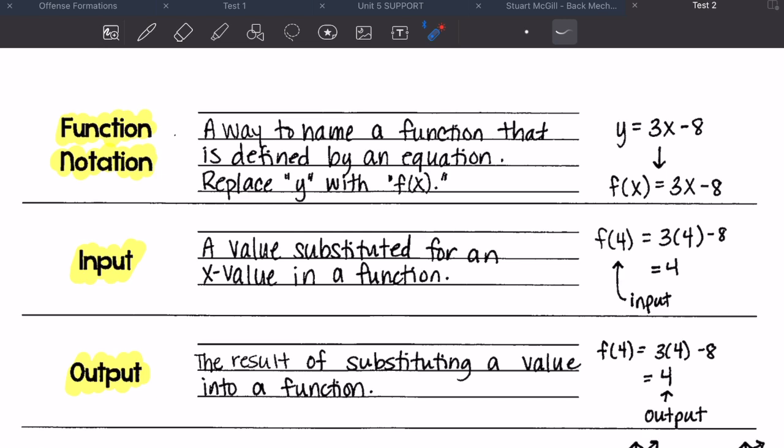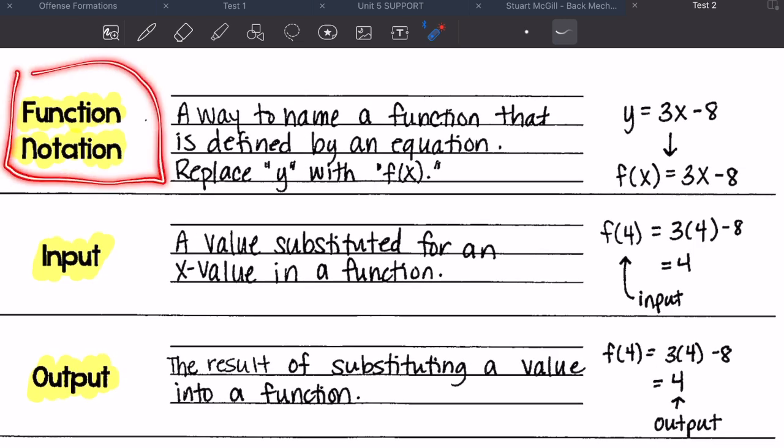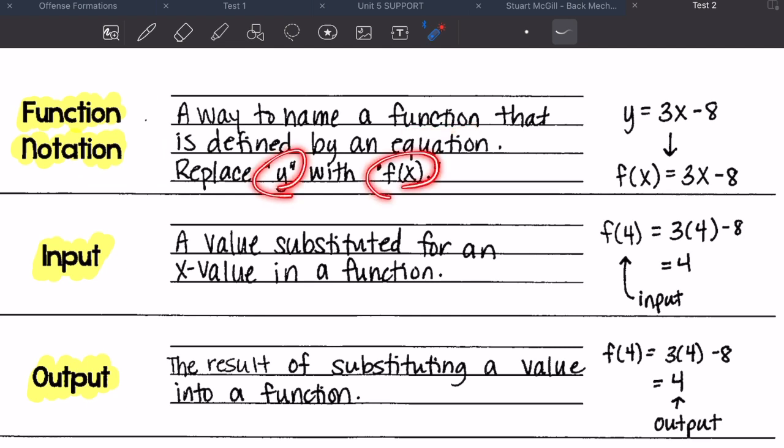There's more that are highlighted here. You have function notation. We'll get into that the rest of the week. Function notation is a nice, neat way to name a function that's defined by an equation. We're basically just replacing y in this equation where it says y equals 3x minus 8, and we're replacing it with f of x, which means that this thing is a function of the input of x, or function of the variable x. And that's function notation. We'll get into that more.